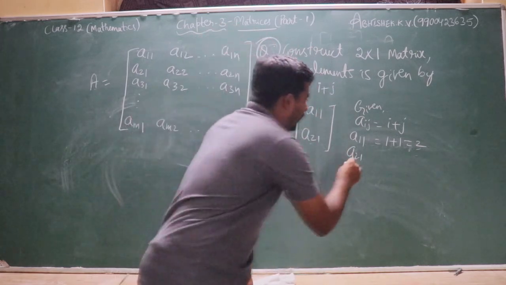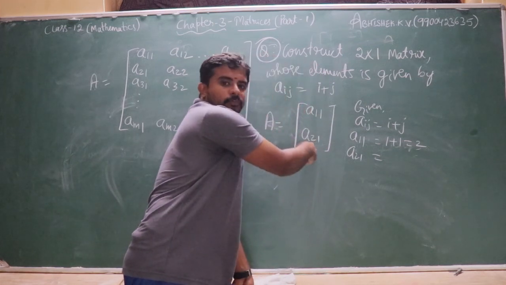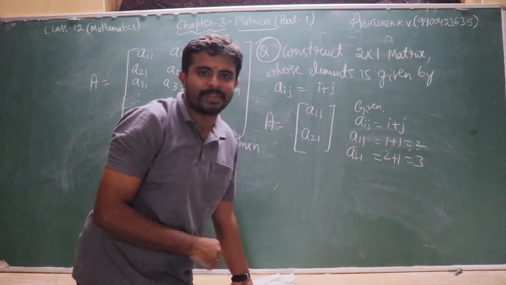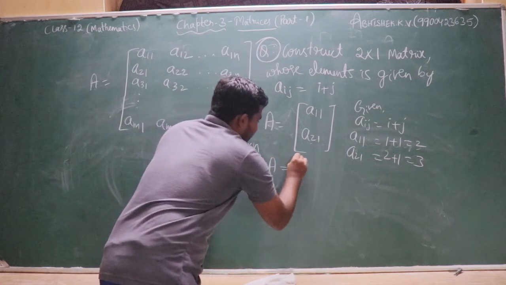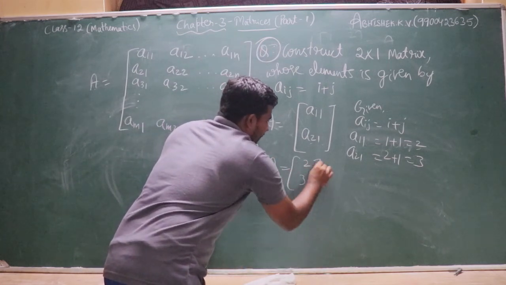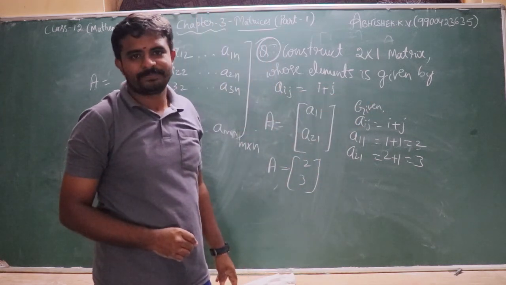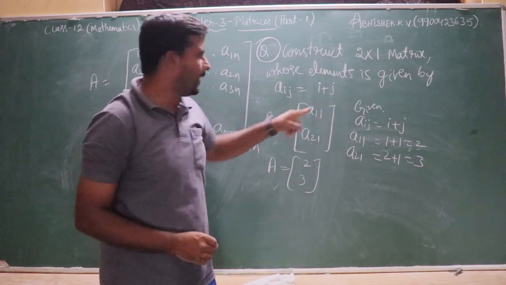Then A21. What is A21? Second row, first column. i is equal to 2, j is equal to 1. This is equal to 3. Therefore, matrix A is given by 2, 3, for the given condition Aij is equal to i plus j.